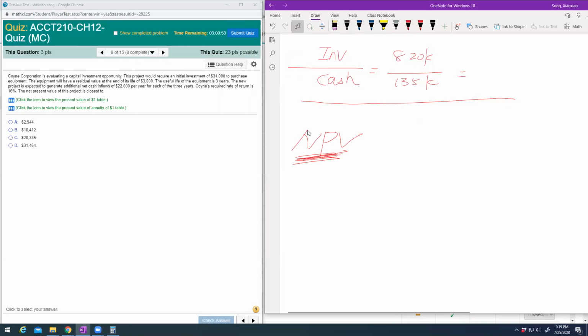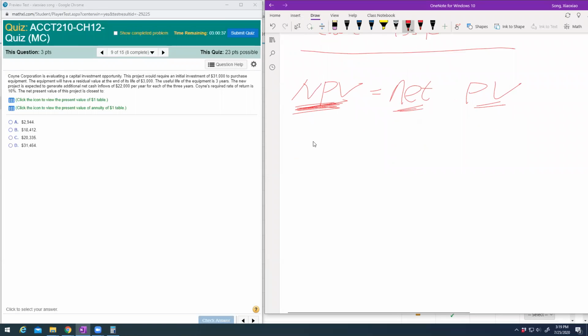I'm not saying it's very similar with this one. I'm just saying, but you definitely will have a question of NPV. How do we get our NPV? Two parts, right? So first is net, and then it's the present value. So we have to get present value. We have to net the inflow and outflow. So let's look at this one.